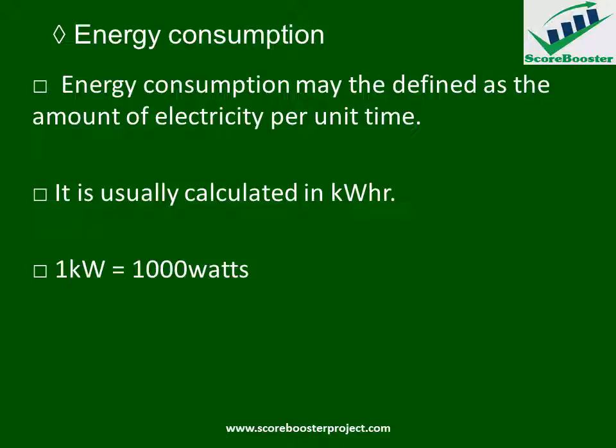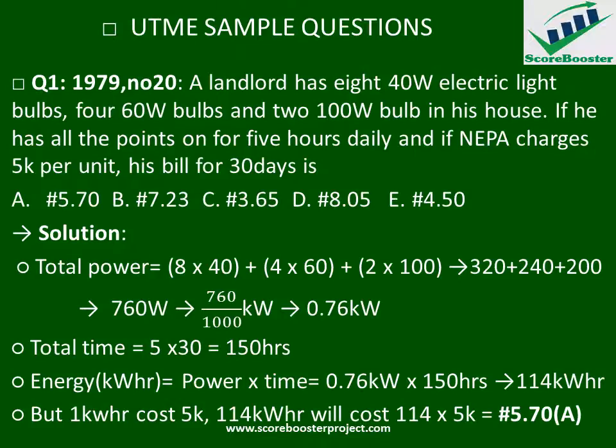Now, by energy consumption, we mean the amount of electricity per unit time. That is, energy consumption may be defined as the amount or quantity of electricity used per unit time. It is usually expressed or calculated in kilowatt hour, and 1 kilowatt equals 1000 watts.